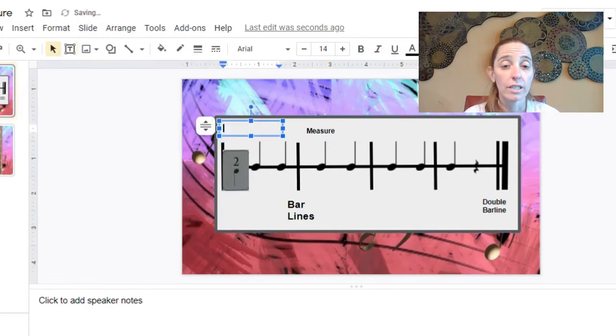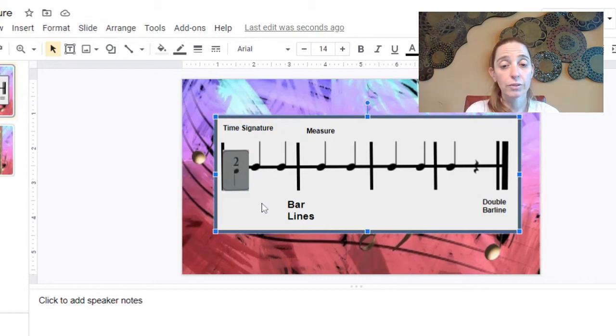And you can figure out if it is in 2 by seeing that there are 2 beats in a measure. Or maybe it might have 3 beats, 3 tas or 3 beats coupled together. Or it could have 4, it could have 5. Whatever it is, the time signature at the beginning is going to tell you what that is.